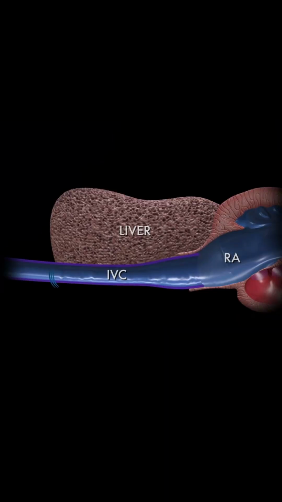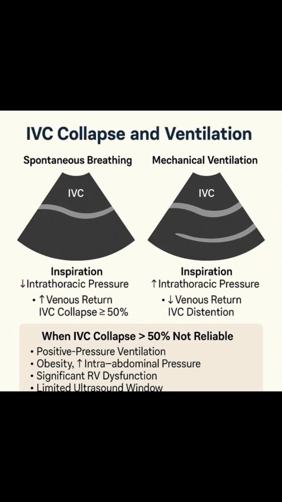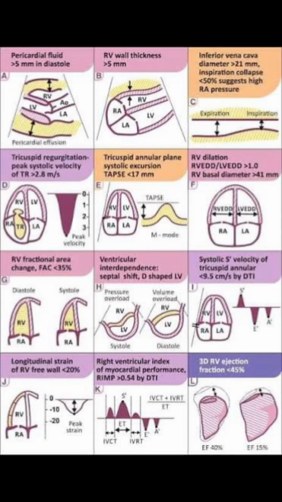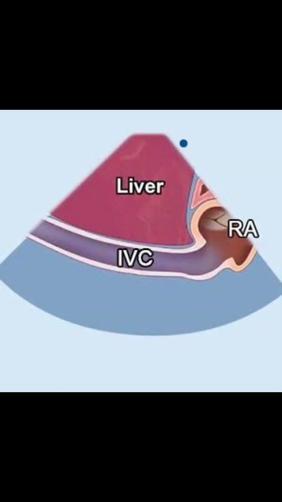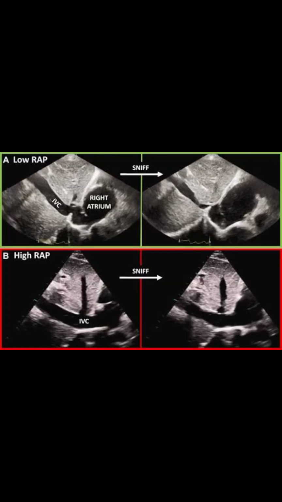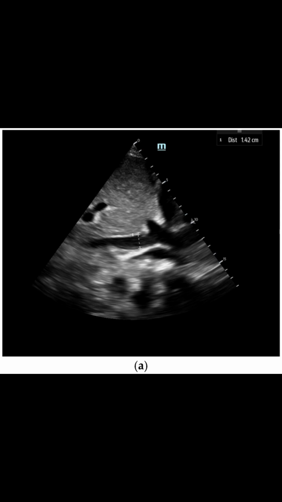What does IVC collapse mean? By doing this sniff test, we can look at the inferior vena cava and see if it collapses or not. If it doesn't collapse or decrease in diameter by at least 50%, then we know the right atrial pressure is even higher. By asking the patient to sniff, it generates a sudden decrease in intrathoracic pressure, which would normally cause the IVC to collapse at least 50%.